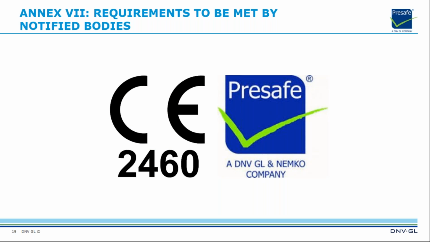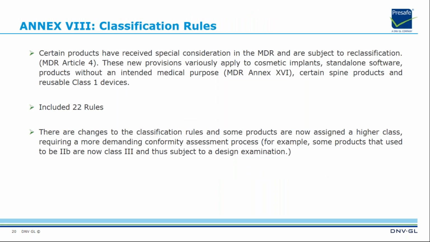Annex 7 for MDR is about requirements to be met by notified bodies. Actually, all notified bodies that have planned to remain on the list of CE certification must apply for MDR with determining relevant scopes, including some groups of medical devices, some classes, and also some subclasses. So it's more relevant to notified bodies, not relevant to manufacturers of medical devices.